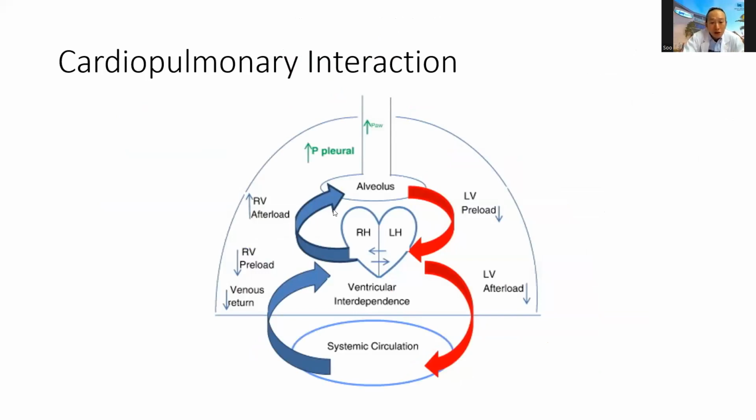Of course, this is a simplified picture, having known that venous return comes to the right side of the heart, and then the right side of the heart pumps to the lungs. The blood coming back from the lungs, oxygenated, goes to the left side of the heart, and then is pumped back to the circulation. So the blood movement is everybody's knowledge. What happens in between?